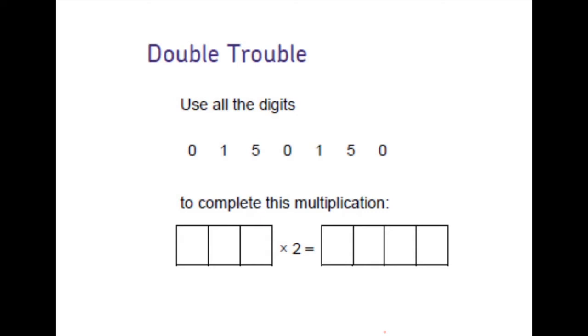We want to use all of these digits, so 0, 1, 5, 0, 1, 5, 0, and we want to complete this multiplication. So we put 3 of the digits together to make a 3-digit number, multiply by 2, and then 4 of the digits to give a 4-digit number. Now, it's quite simple, but what we're looking at today is the strategy. So, see if you can do this. I'm going to give you a couple of minutes, and then we'll go through the answer.